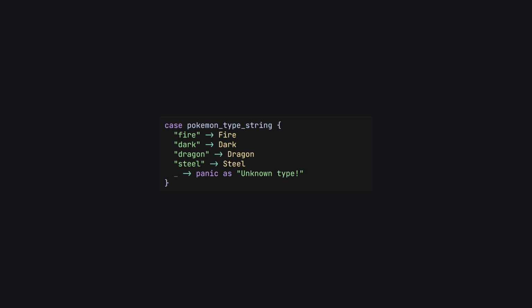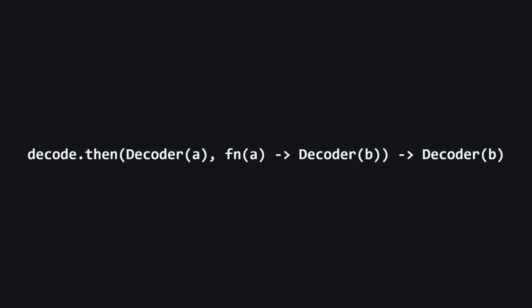However, we actually have dynamic data, so we first need to check if we actually have a string before we can check the contents of the string. Remember, dynamic data could be anything. We do this using the decode.then function, which allows us to run one decoder after another. In this case, we want to run our custom type decoder after we run the string decoder.